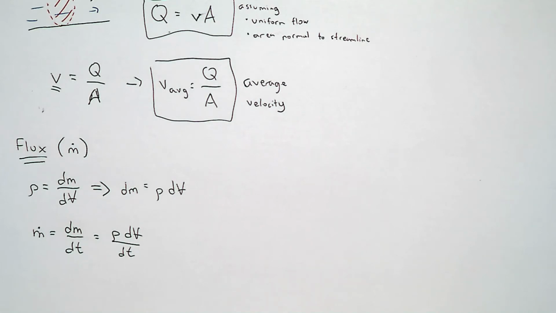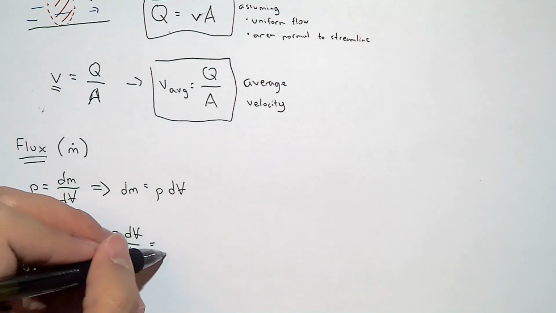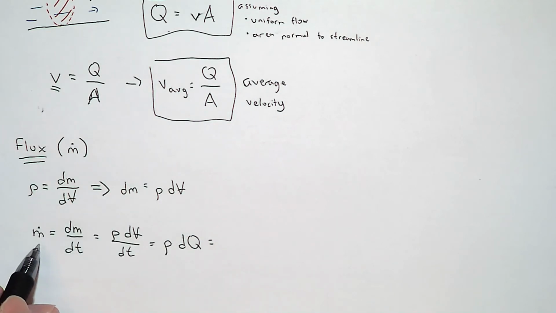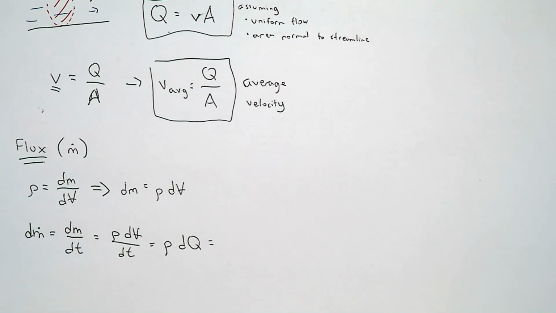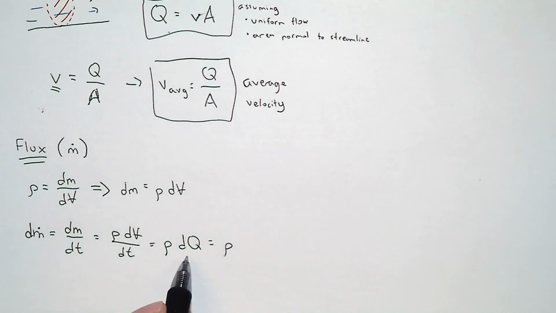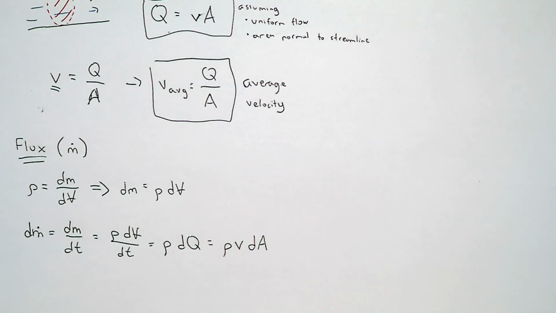And now what do I have? If we look at this, dv over dt is simply our tiny flow rate dq. So if dv over dt is our tiny flow rate dq, then I can say that mass flux, what am I missing here? Oh, I'm missing my differential. I can say that my differentially small mass flux is equal to the density times my dq, which we already defined as my velocity, times my d area.